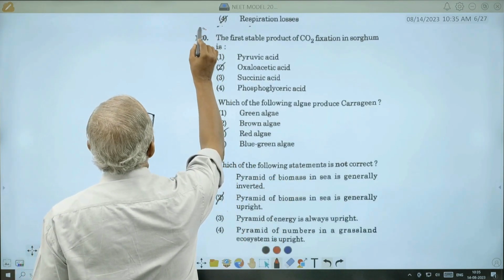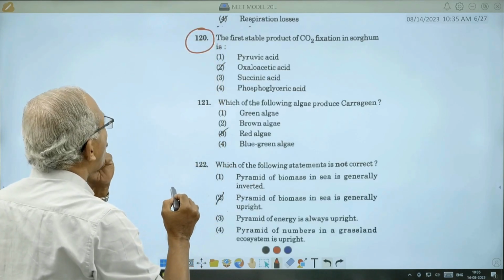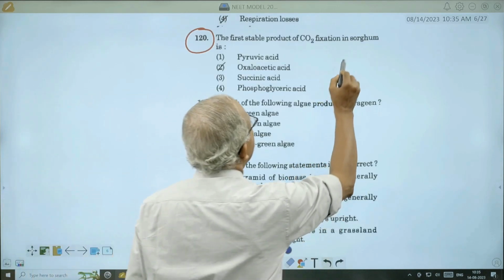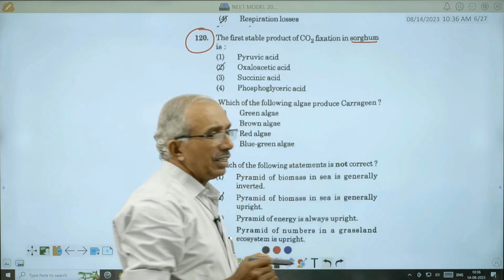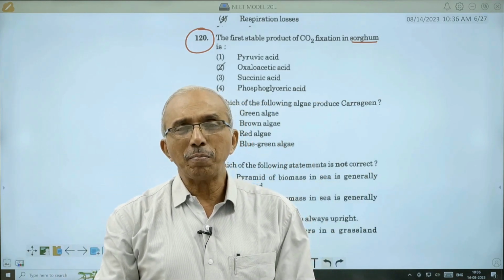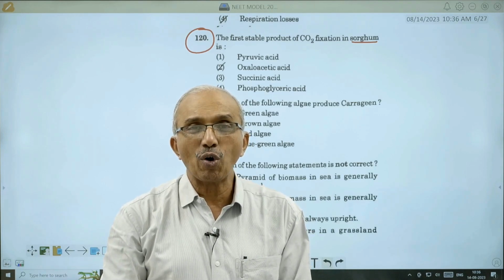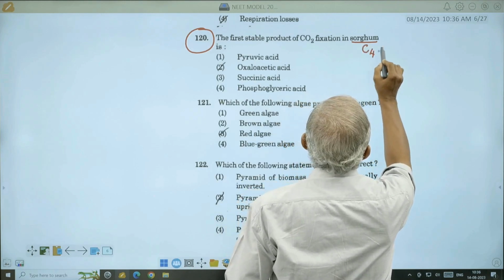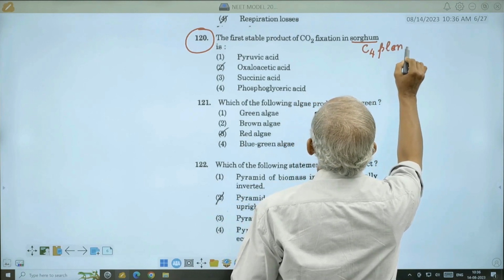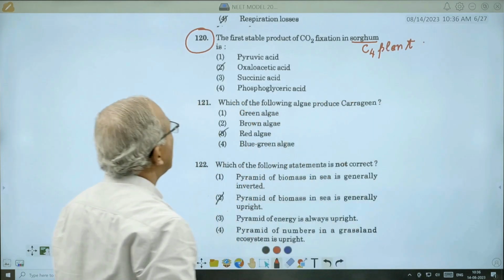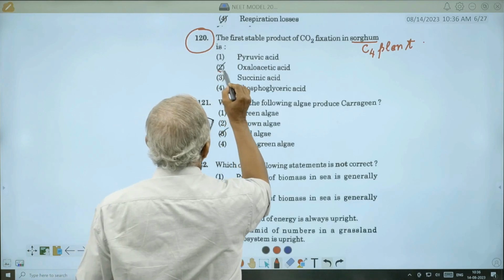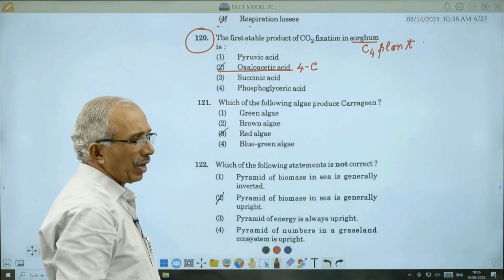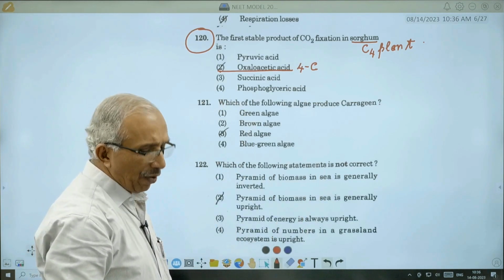Then next question of botany is 120. First stable product of carbon dioxide fixation in sorghum. Sorghum or maize is a C4 plant. In C4 plants, the first stable product is oxaloacetic acid, a 4-carbon compound.